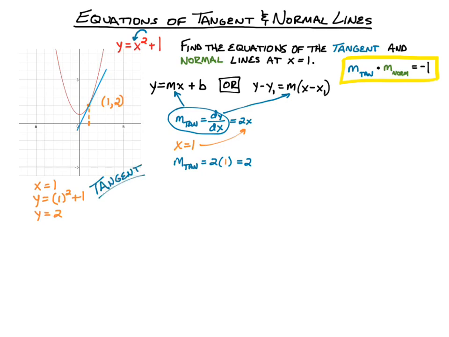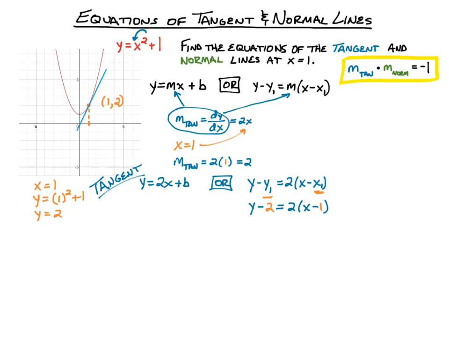So let's find the equation of the tangent line. You could either use the mx plus b format, or you could use the point-slope format. Either one is fine. I'm going to start with the point-slope because we have our point (1, 2), so I'm going to drop that into our y1 and our x1, and we get y minus 2 equals 2 times x minus 1. Okay, so you could leave it right here. This is a valid answer.